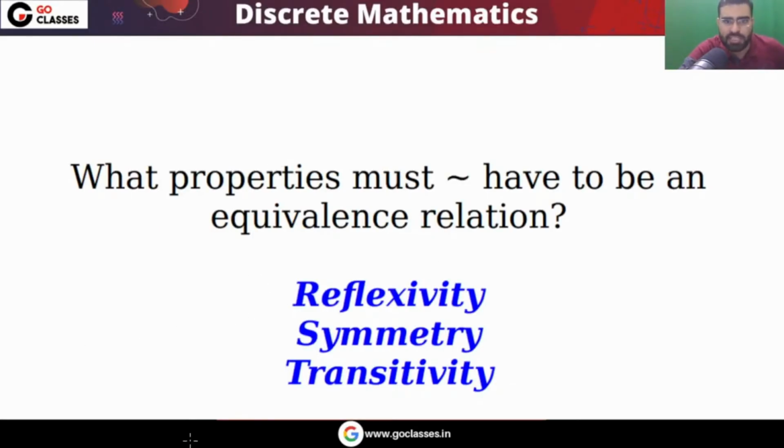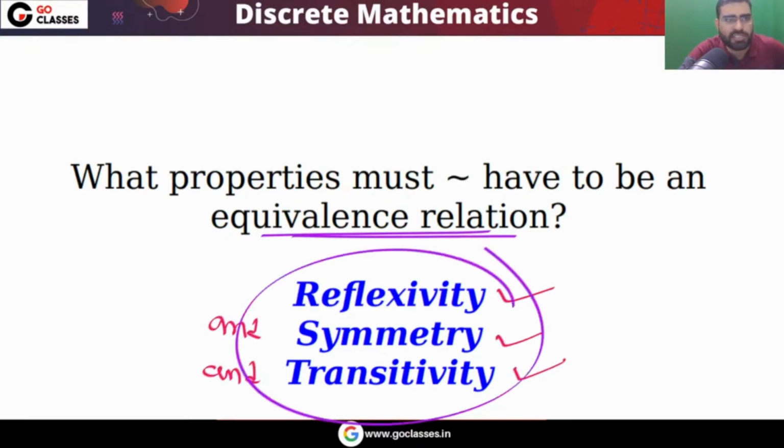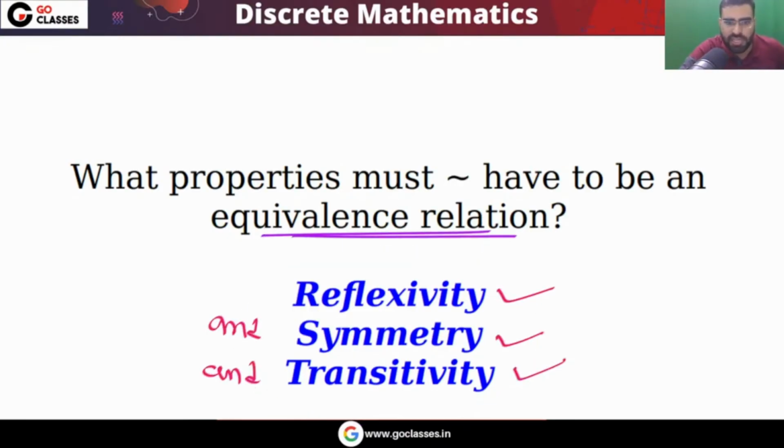So which properties must an equivalence relation have? All of them, this one, this one, and this one. All these properties an equivalence relation must have. If you have all these three properties, then the relation will be called an equivalence relation.